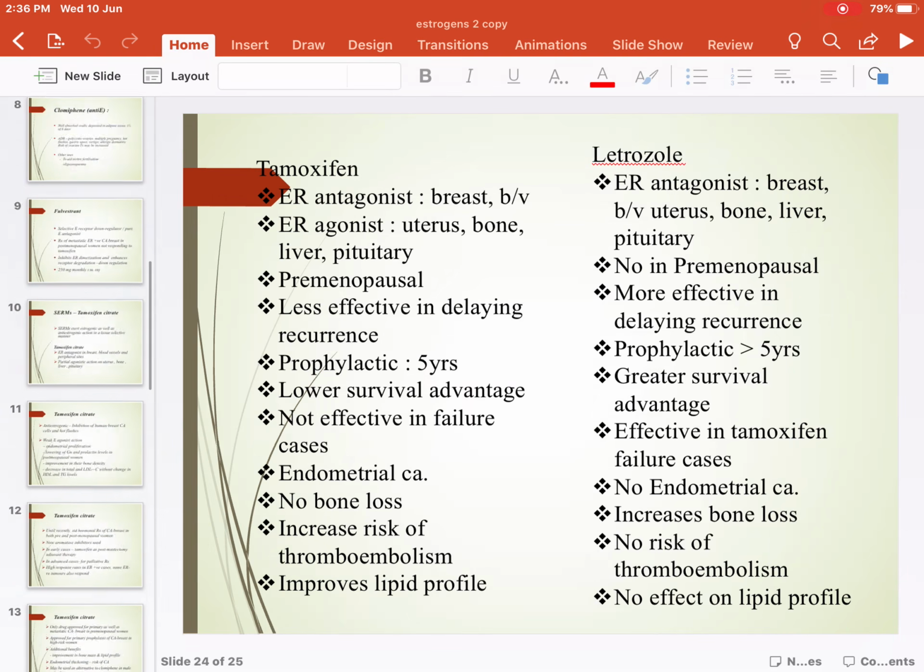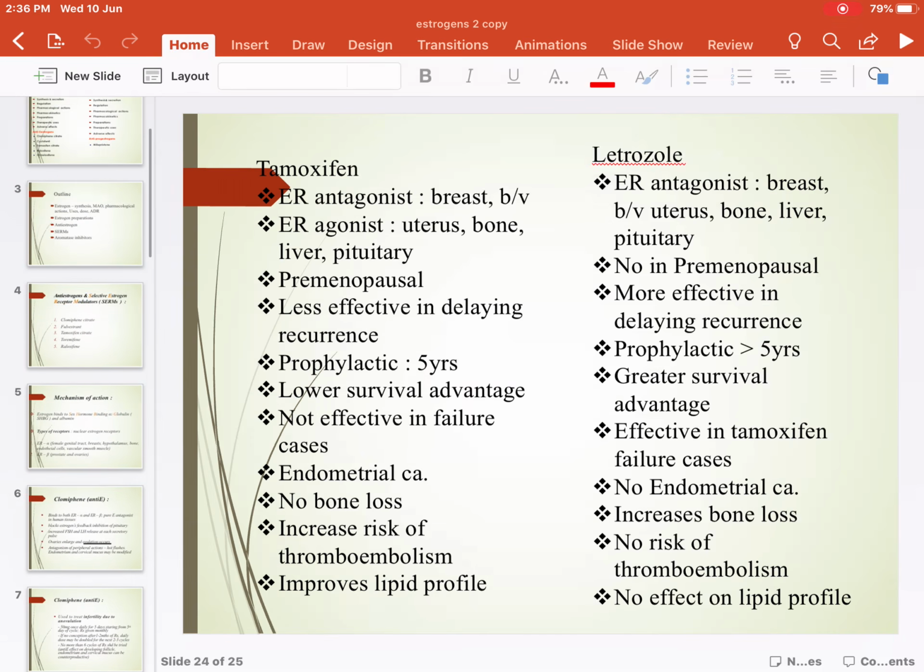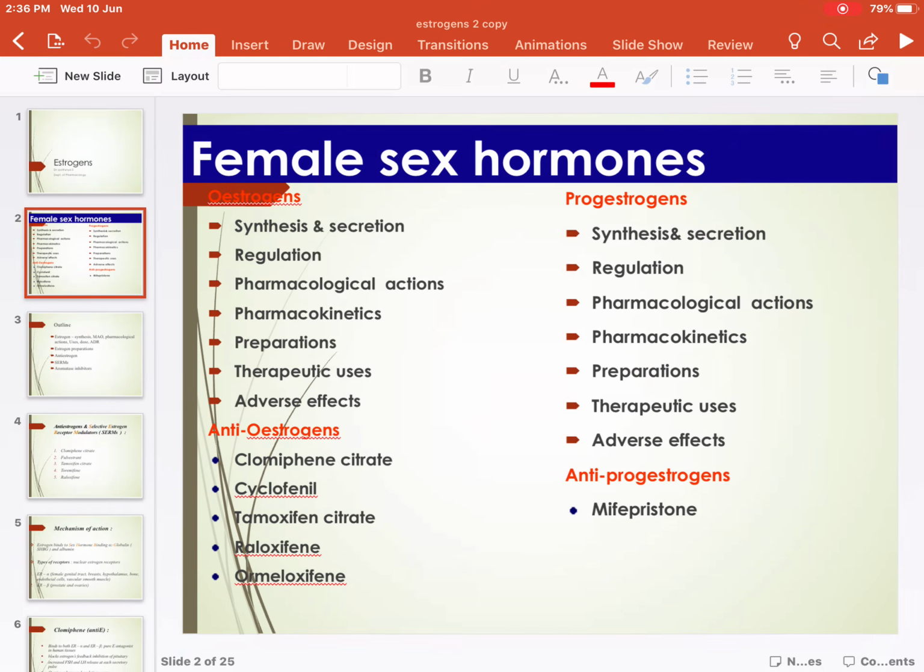So what did we learn today? We learnt about anti-estrogens, that is clomiphene citrate, tamoxifen, raloxifene, and aromatase inhibitors. Each one of these is a 5-marker. Clomiphene citrate is a 5-marker. Tamoxifen citrate is a 5-marker. Letrozole, aromatase inhibitors is a 5-marker.